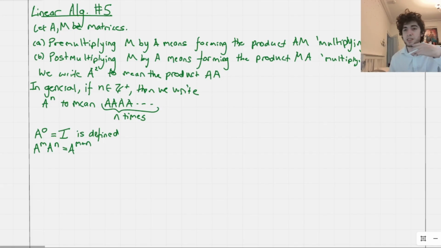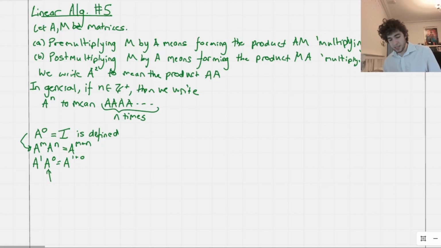Okay, so that's why this definition is really good, right? Also, I guess you could use it to motivate that choice of a to the power of 0, right? Because if we want this to be true for all non-negative integers m and n, then you would need a to the power of 1 times a to the power of 0 to be a to the power of 1 plus 0. And since this is just the identity matrix, that will be true, as we saw yesterday.